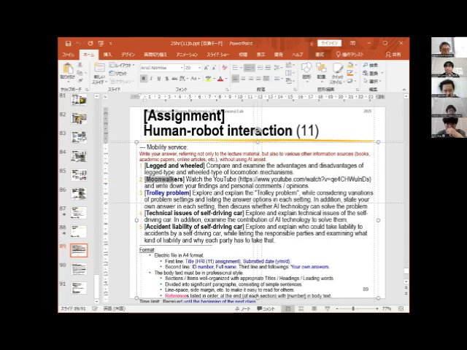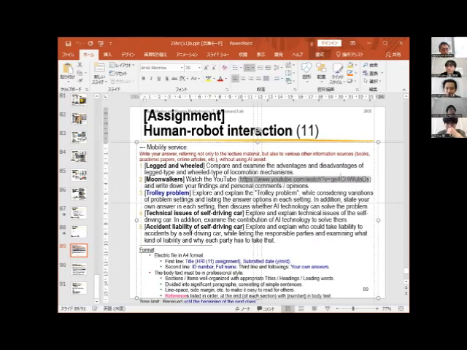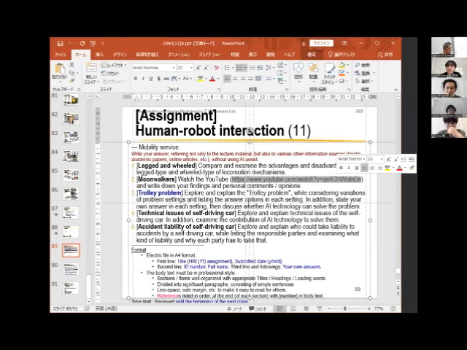The second one: various types of mobility assist mechanisms have been developed, and one of them is this one, the Moonwalker. This YouTube video is from DW, Deutsche Welle, the public broadcaster. Please watch it and give your findings and personal opinions.